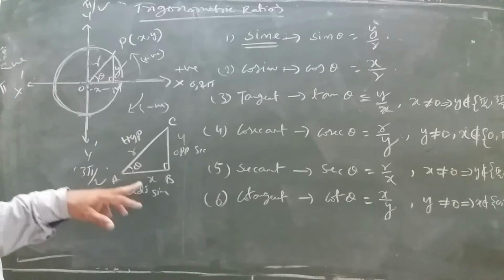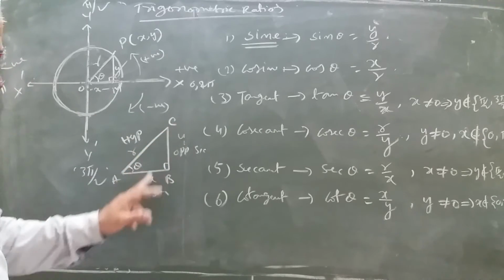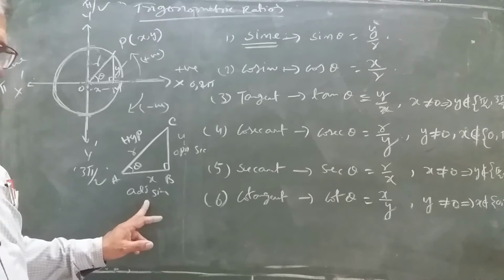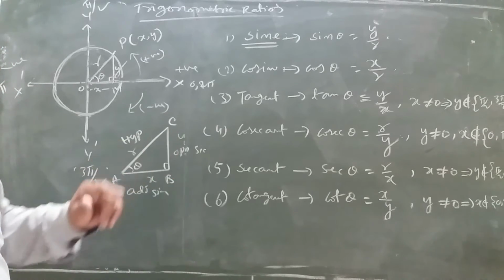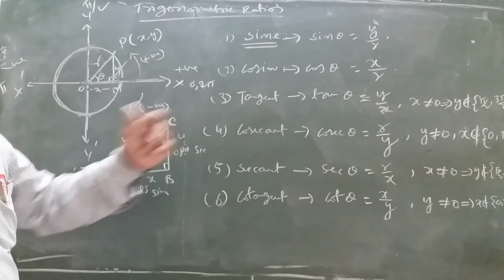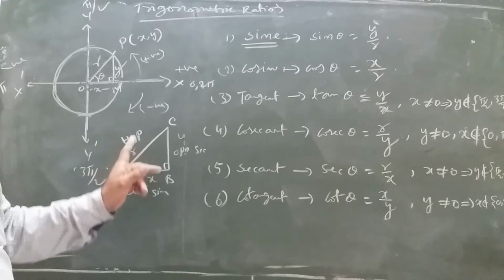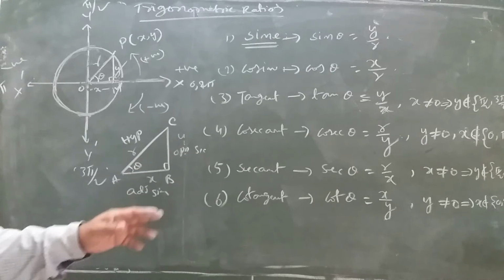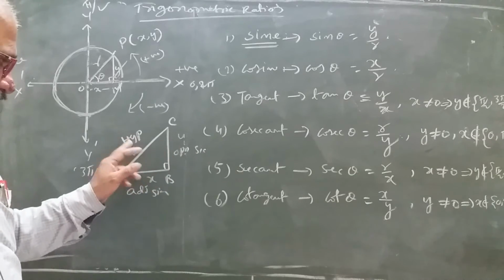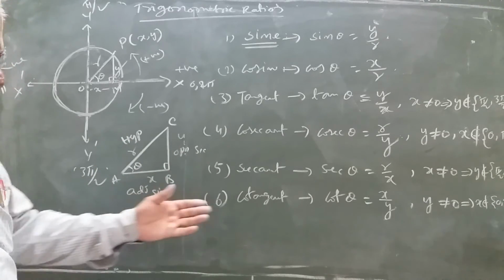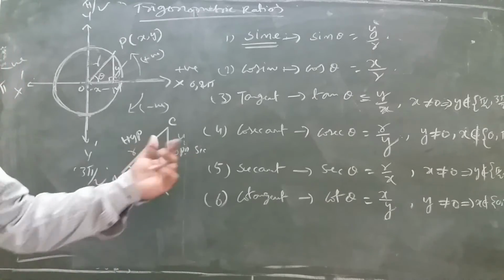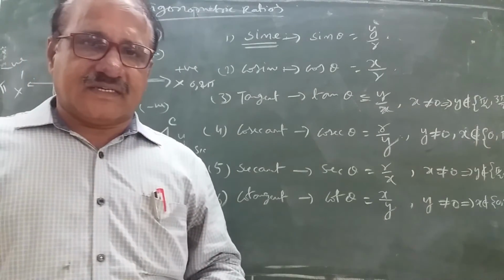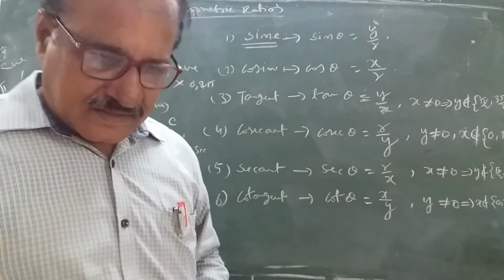Tan means opposite by adjacent, y by x. Cosecant means hypotenuse by opposite side, secant means hypotenuse by adjacent side, and cotangent means adjacent side by opposite side. In that way also we can discuss.